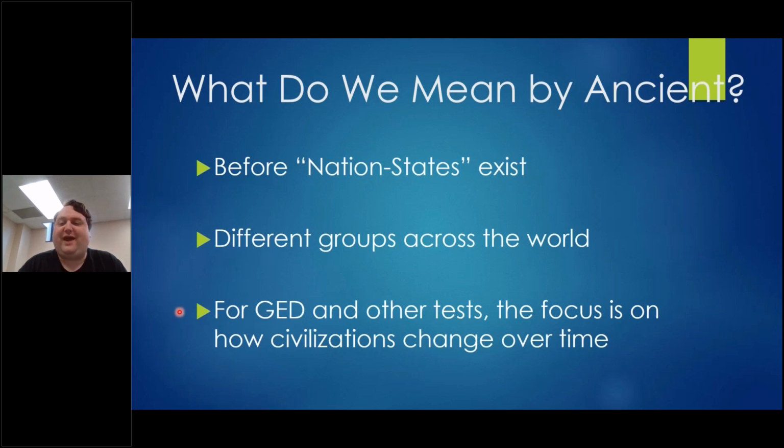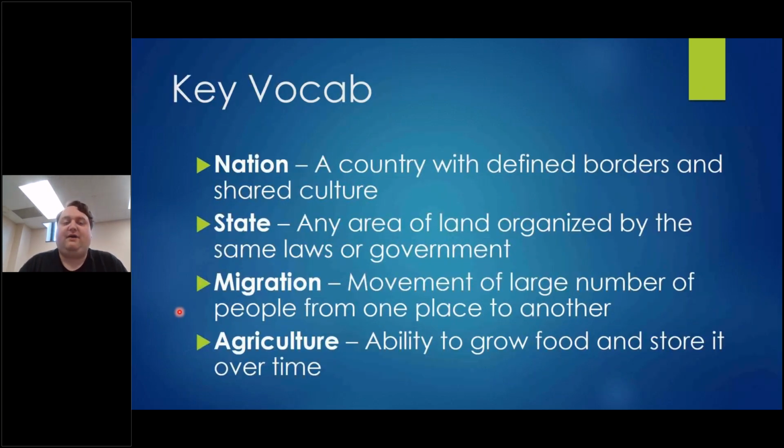So let's do some vocabulary really quick to get started so we all know what we're talking about. First of all, when we say the word nation, a nation is a country with defined borders and a shared culture. So that's what we mean when you hear the word nation. There are definite borders and a shared culture. Whereas a state is any area of land organized by the same laws or government. So you can have a state that is not a nation.